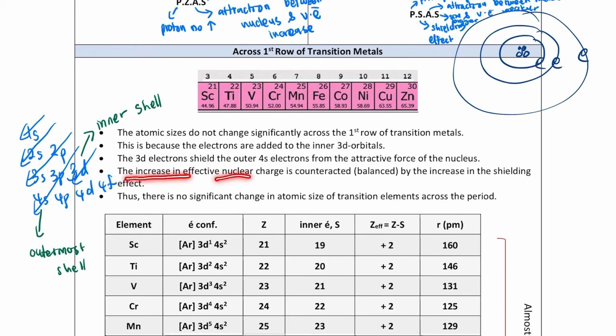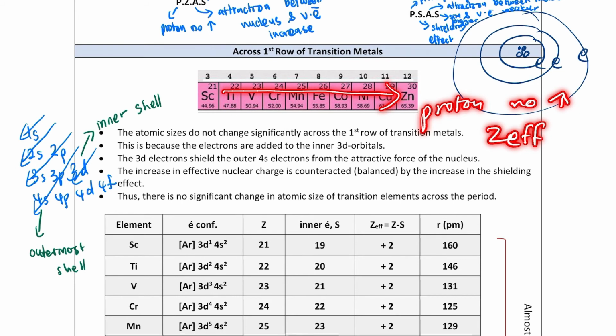Alright, so next kita baca lagi. The increase in effective nuclear charge is counteracted or balanced by the increase in the shielding effect. Sepatutnya bila proton number increase, kita belajar dah before this, proton number increase, so dia punya effective nuclear charge dia akan increase.